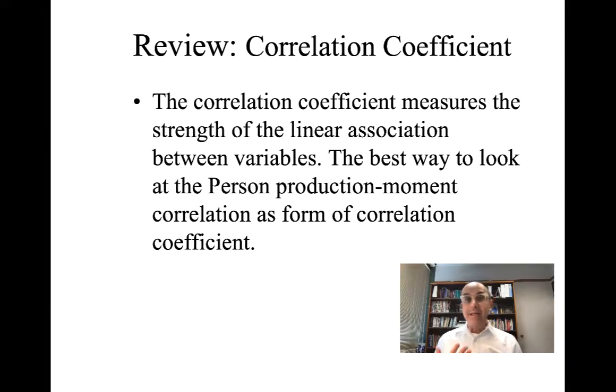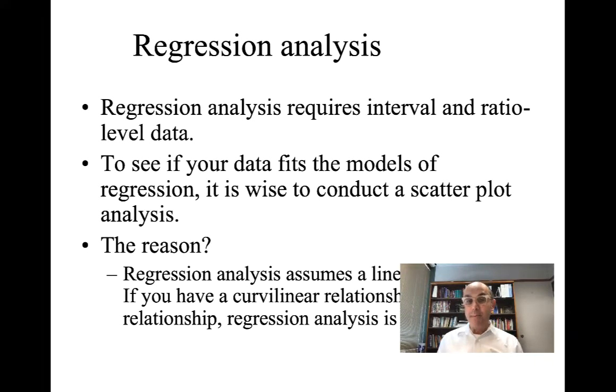We also looked at the correlation coefficient, and we laid out that it is the strength of the linear association between the variables. And we looked at different types of correlation coefficient, for example, Pearson product moment as a form of correlation, and we saw what it really means. Regression analysis requires interval and ratio level data, and going back to what we started, we said that interval and ratio data is not the highest, but almost the highest level of data.